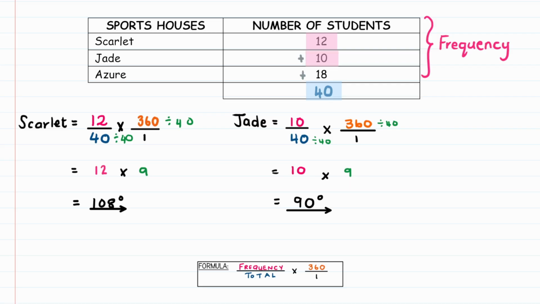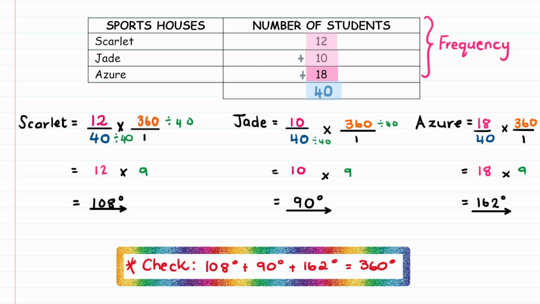To find the angles for the Azure House, I'm going to say 18 out of 40 times 360 over 1. After cross-cancelling, this gives me 18 over 1 times 9 over 1, which is the same as 18 times 9, which gives me 162 degrees.